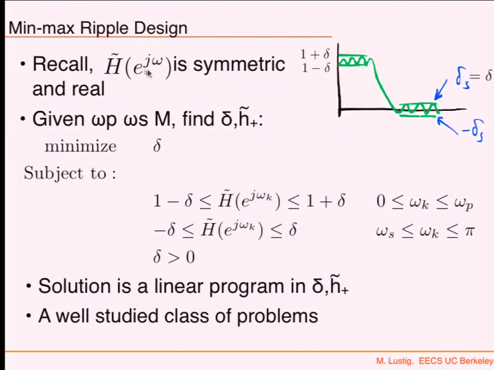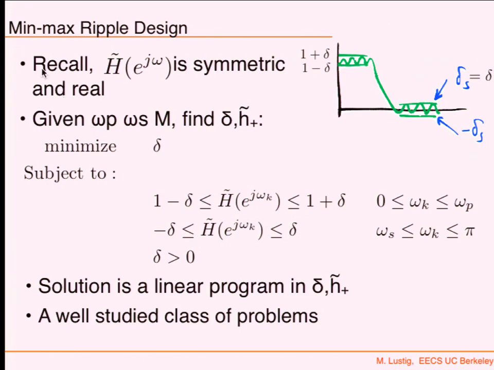So if you recall, H tilde is symmetric and real, right? So effectively you have this type of prescription where in the passband it goes between 1 minus delta and 1 plus delta, and then in the stopband you go between minus delta S and plus delta S. Okay? And I'm just going to define, let's say I want them to be exactly the same, so delta S and delta P are the same. What I really want to do is I have these constraints. 1 minus delta should be less than the response over omega sub k corresponding to the passband. It should be bounded between this. And my H(e^j omega sub k) in the stopband should be bounded between this. Delta should also be greater than 0, right? That's important, because otherwise it could be anything.